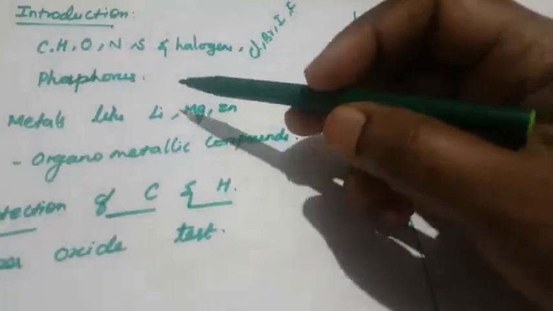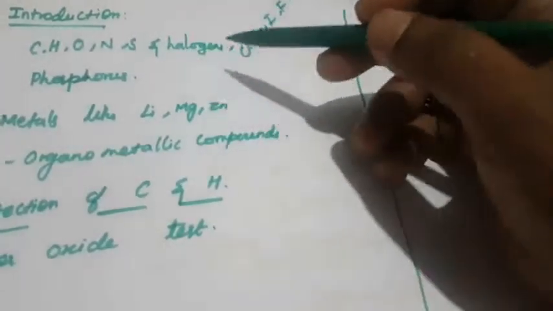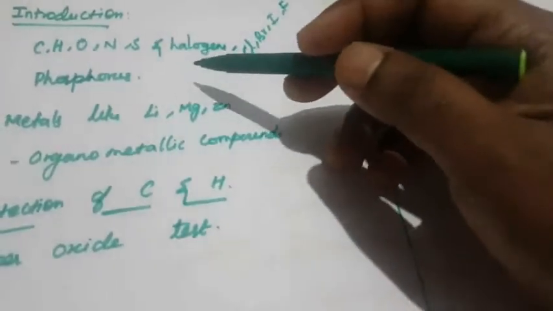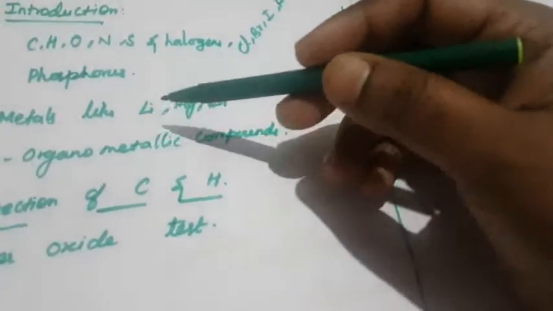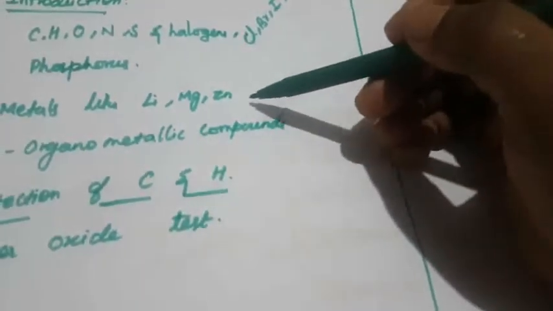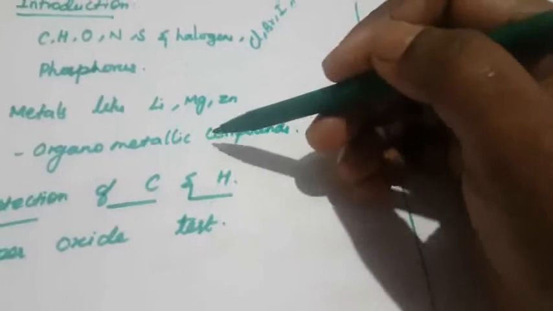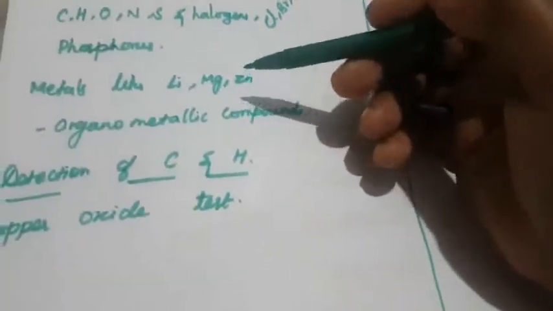Next one is phosphorus. These are present in small amounts in the organic compound. Next one is metals, like lithium, magnesium and zinc. These are also present in the form of organometallic compounds. An organic compound containing metals is called an organometallic compound.